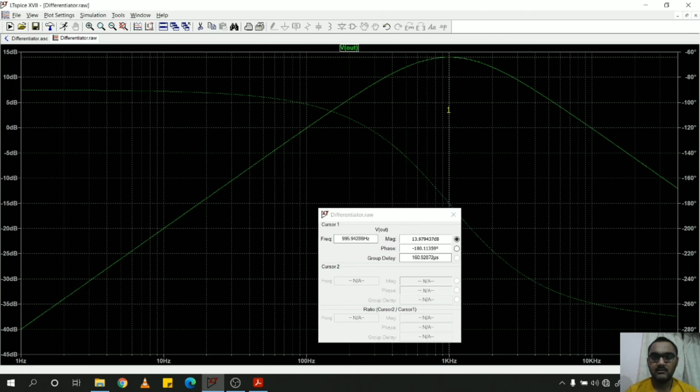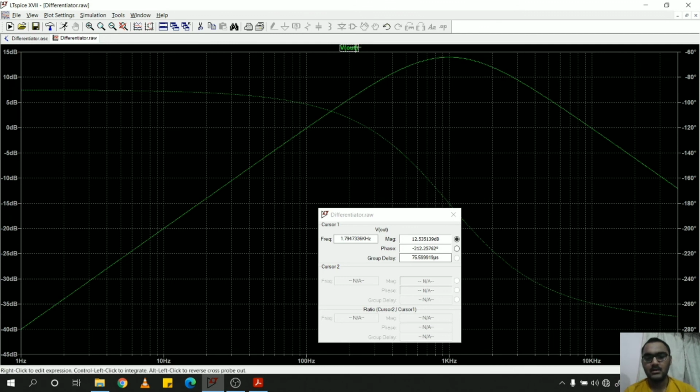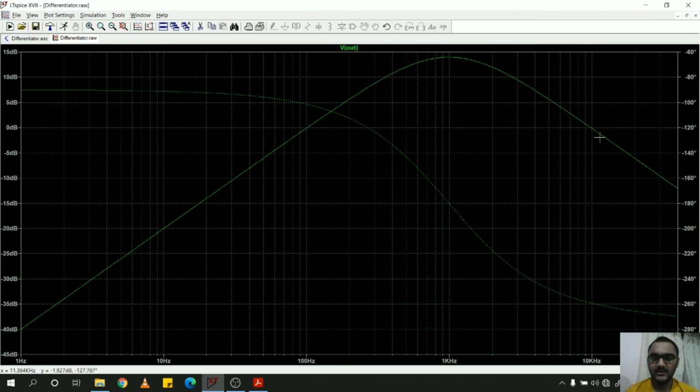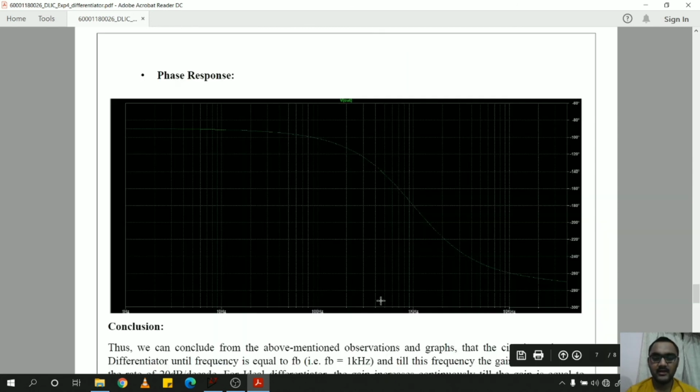and at the value of FB the gain is maximum, that is 13.97 dB, and after the frequency f is equal to FB the gain starts decreasing and the system will act as an integrator after this point. So this was the frequency curve of a differentiator. I have plotted the values of gain for different values of frequency, and this is the phase response of a differentiator.